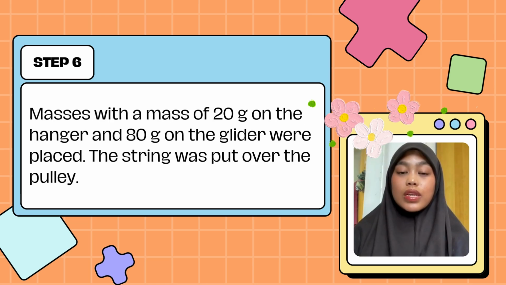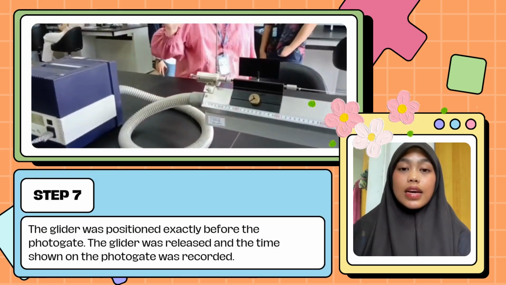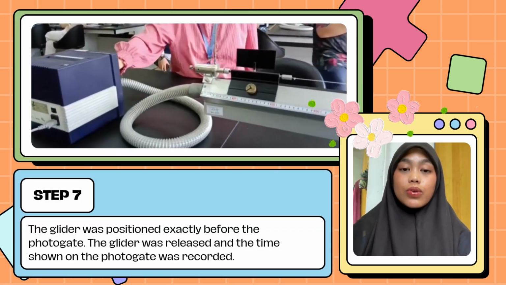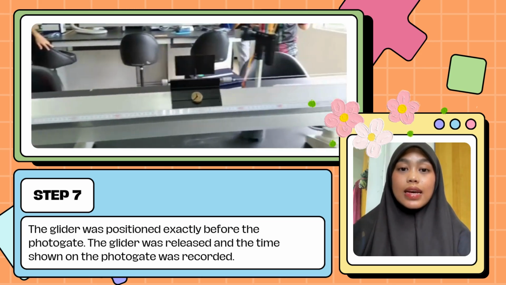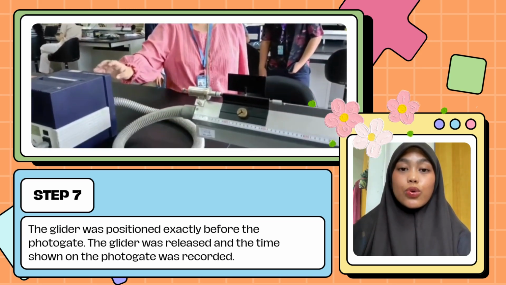Masses of 20 grams on the hanger and 80 grams on the glider were placed. The string was put over the pulley. The glider was positioned exactly before the photo gate. The glider was released and the time shown on the photo gate was recorded.